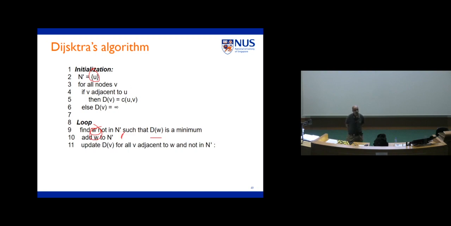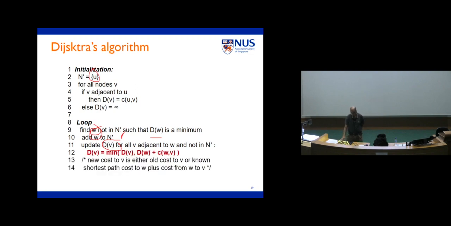And now, for everybody else, I'm going to update my knowledge of the distance to them. How? I will check which is better: their original distance, or is it better that I first go to W and maybe there's a link from W to V. Okay?